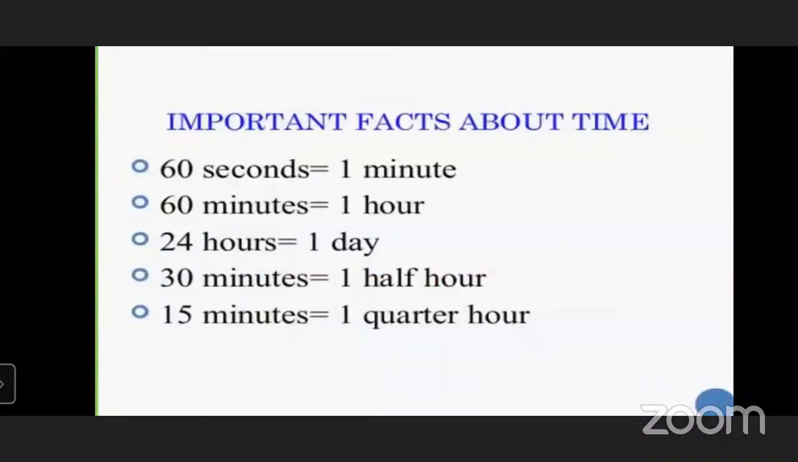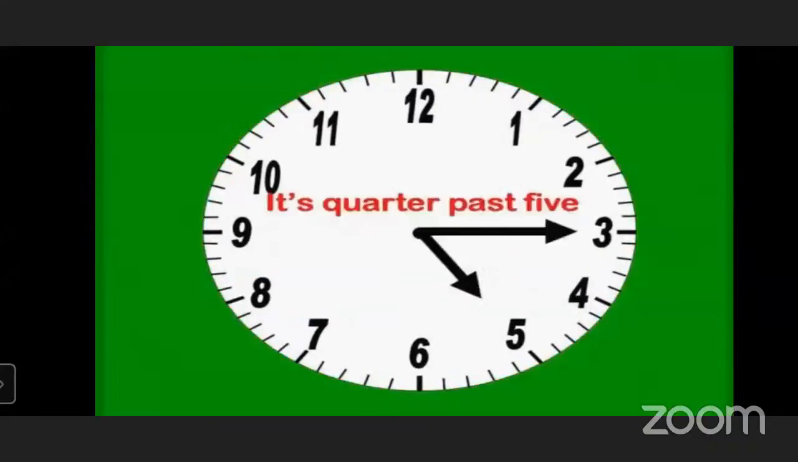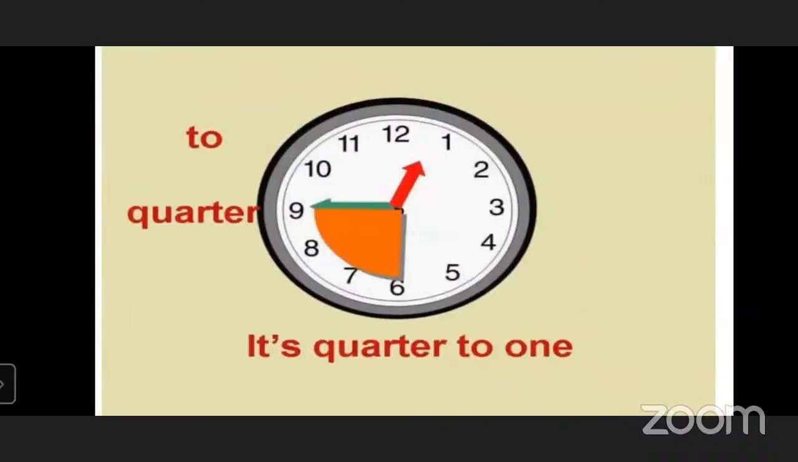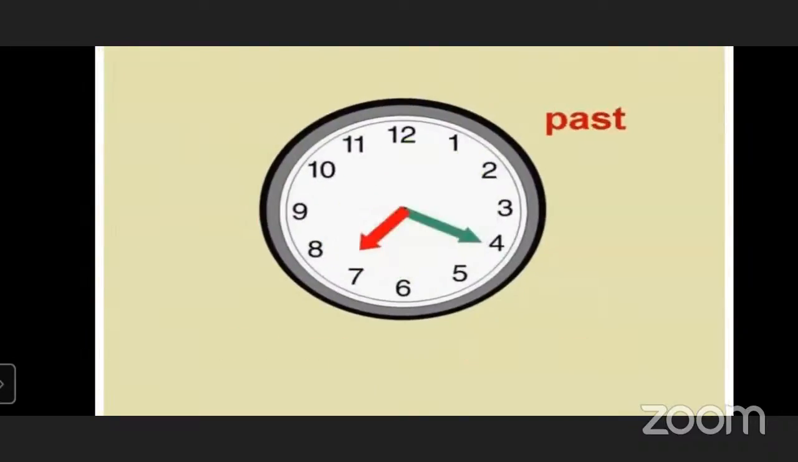Now some important facts about time. 1 minute means 60 seconds, 60 minutes is 1 hour, 24 hours is 1 day, 30 minutes is a half hour, and 15 minutes is a quarter. Very good. So you have to remember these important facts. Okay. So again we are going to revise our session so that you are able to understand very clearly about time.